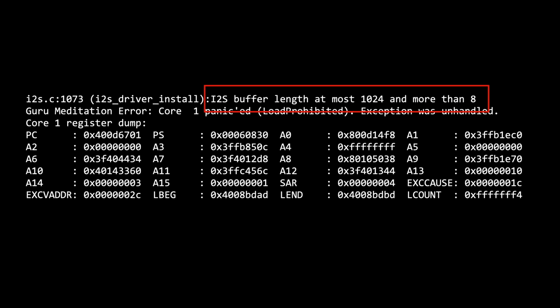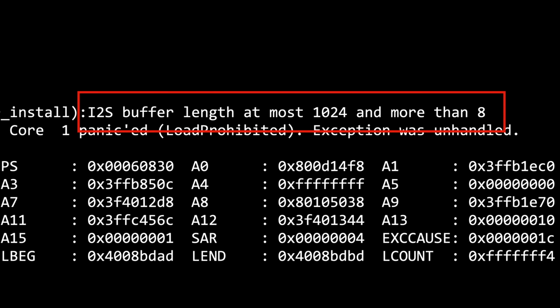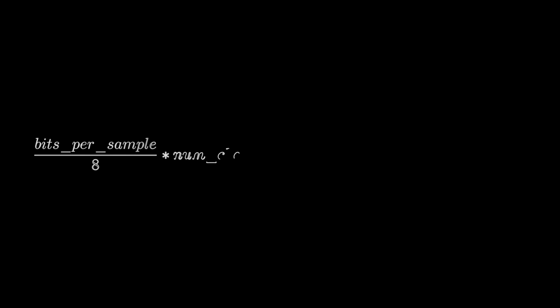But what are the actual limits on the values for DMAbuflen? It's easy enough to test, and we get a very helpful error message when we try something very large. We can have at most 1024 and must have more than 8. One interesting thing to note is that this value is in samples, so to calculate the number of bytes that are actually being used, we need to use this formula.